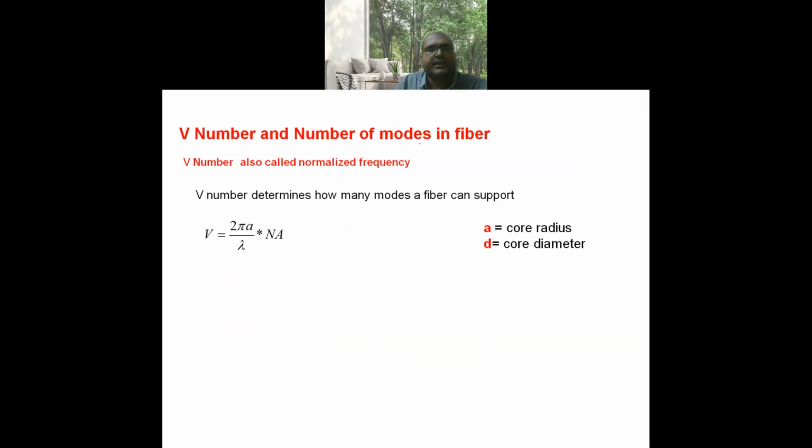V number and number of modes in a fiber. Here, V number is also called normalized frequency. V number determines the number of modes that can be accommodated by a fiber. It is given by V is equal to 2 pi a by lambda multiplied by numerical aperture. a is the radius of core, d is core diameter, lambda is the optical signal wavelength in nanometer.